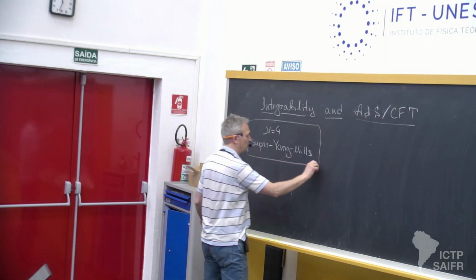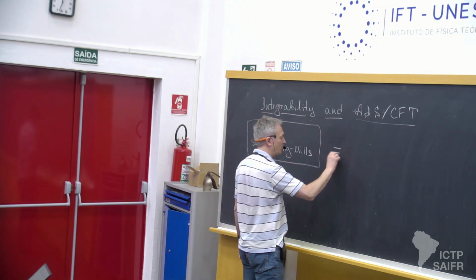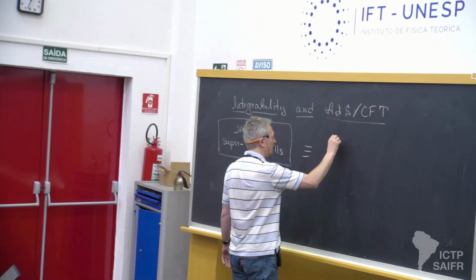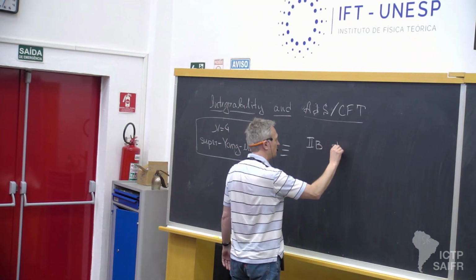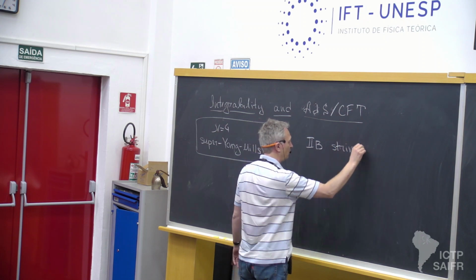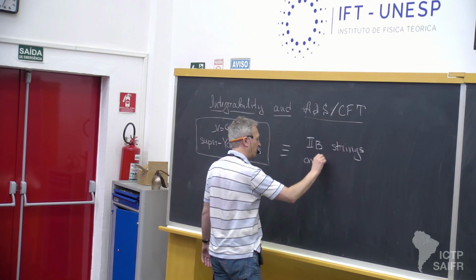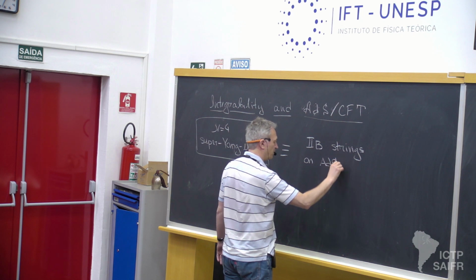And this is quite remarkably equivalent to type IIB strings on AdS5 x S5.